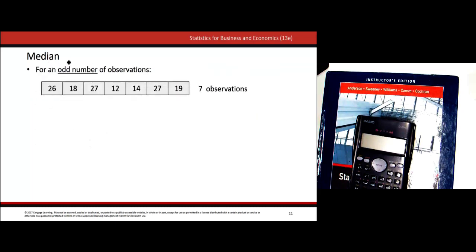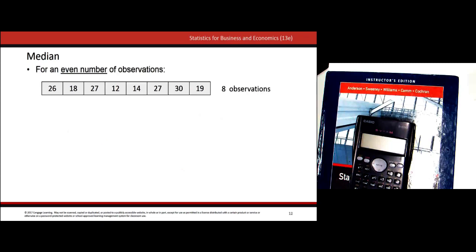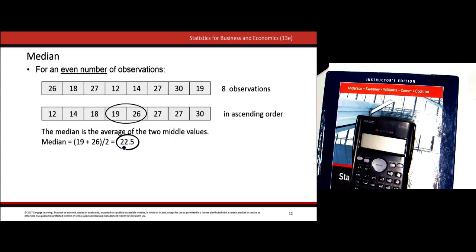So what is the median here? The median is not 12, because first we need to arrange it in ascending order. First arrange it in ascending order, and then the median is the middle value. And if we have an even number of observations, again we first need to arrange it in ascending order and then average the middle two, which is 22.5.